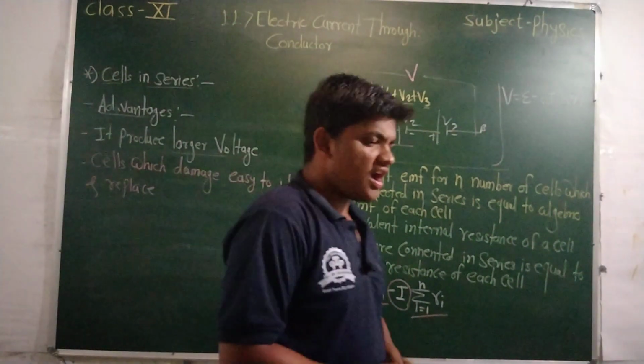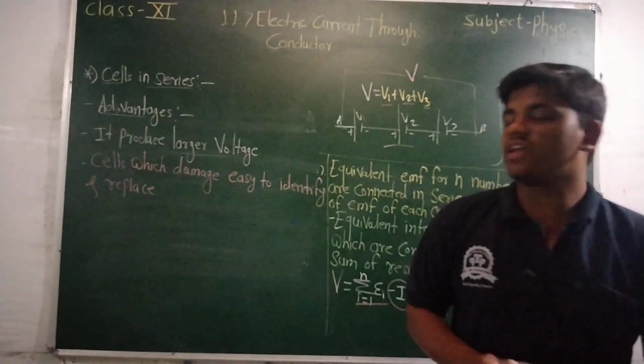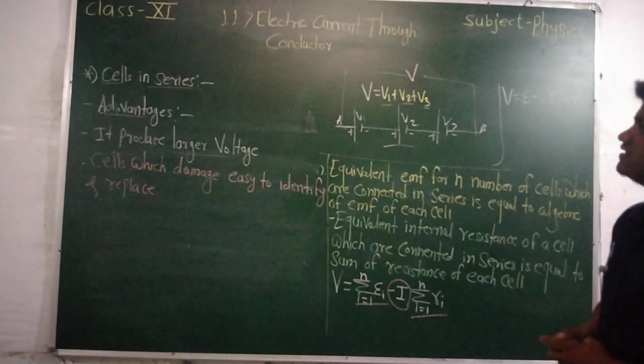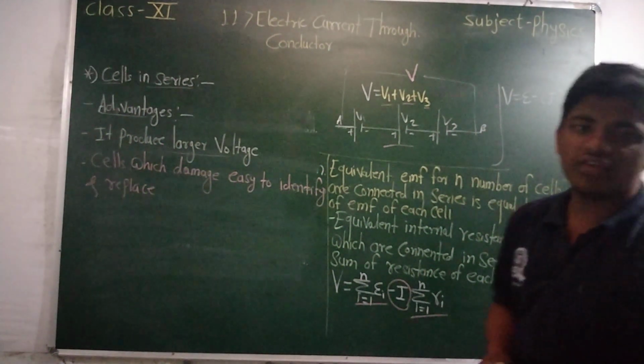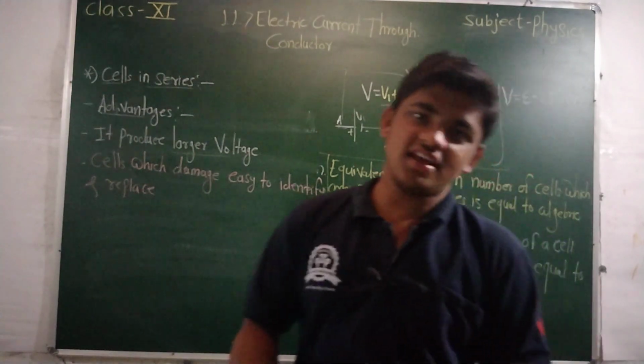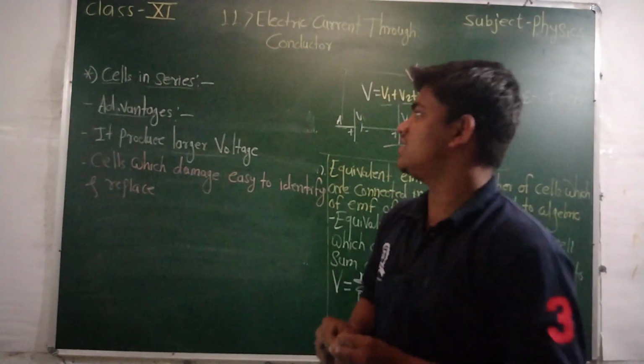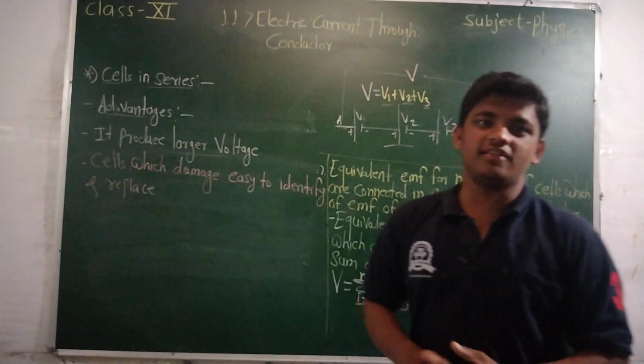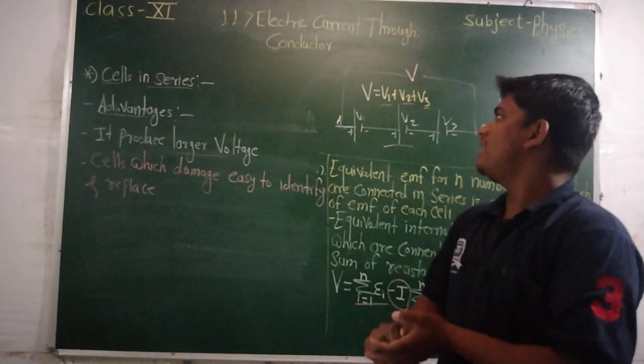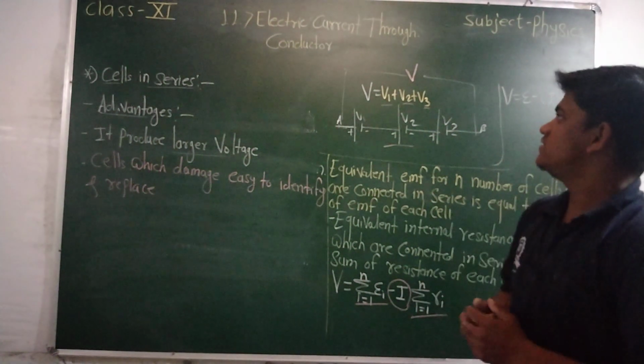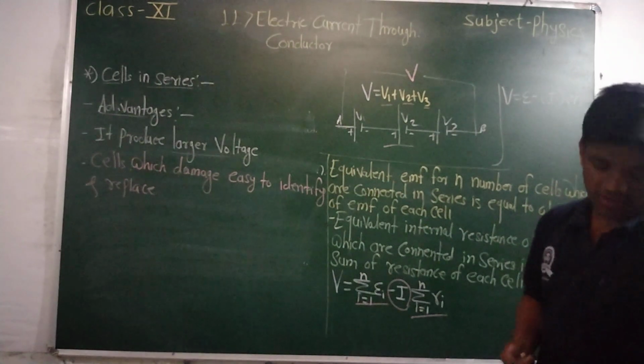In the next lecture, you can guess what we will discuss: cells connected in a parallel combination. And in the last lecture of that topic we will discuss the types of cells, how many types of cells there are, and finish this topic number 11, electric current through conductors.